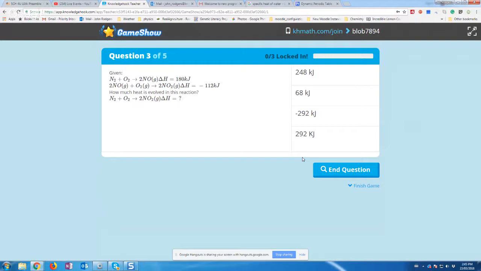So here we go. How are we going to figure out this question? This is just Hess's law. So be able to do Hess's law for the test. So there's reaction 1, reaction 2. How much heat is evolved in that reaction? So some people say these are a lot like algebra, and they're basically right.